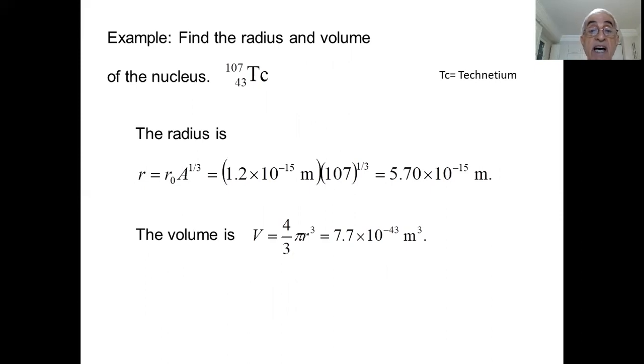Example: find the radius and volume of the nucleus Tc 43/107. Tc is a nuclear element called technetium. The radius is R = R0 × A^(1/3). If you put in the numerical values, we will get 5.7 × 10^-15 meter. So the volume is V = 4/3 π R cubed, which will be 7.7 × 10^-43 cubic meter. You can also calculate it by converting the units into Fermi.